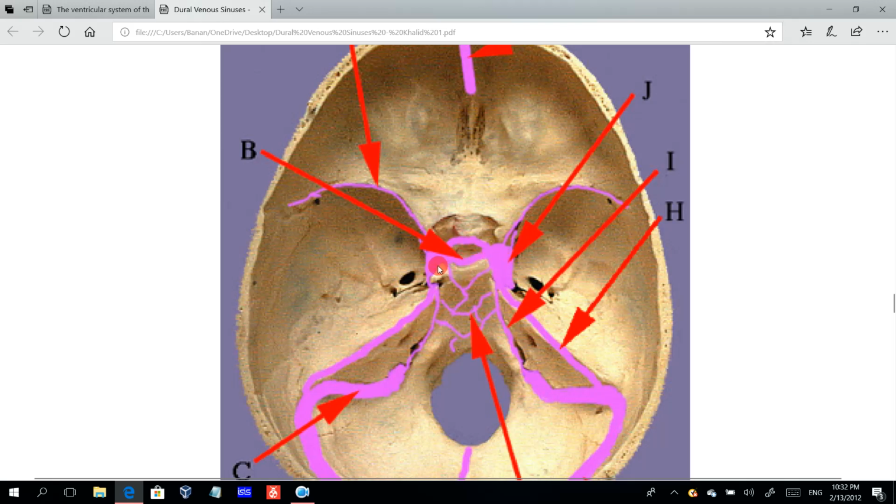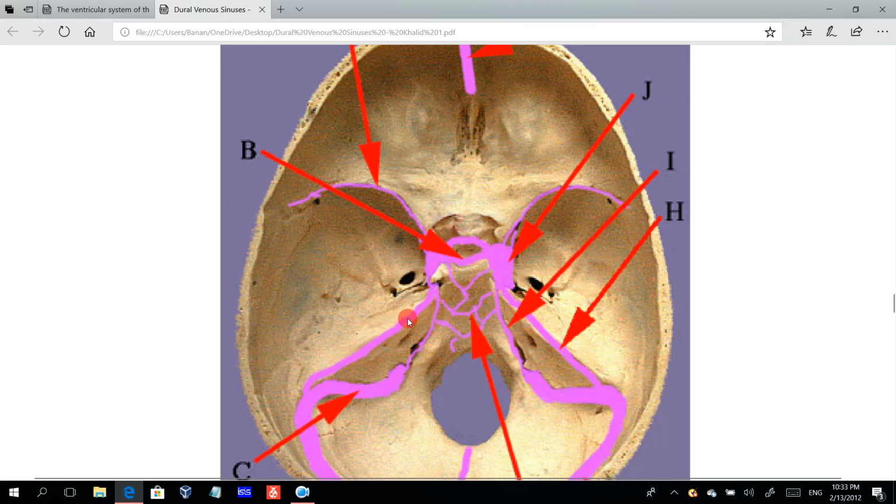This is the right, this is the left cavernous sinus. And here we have the anterior intercavernous sinus that connects the right and left cavernous sinus. And here, of course, the basilar plexus. This is the basilar part of the occipital bone, and here we have the basilar plexus of sinuses, or basal plexus. And of course, here we have the superior petrosal sinus.